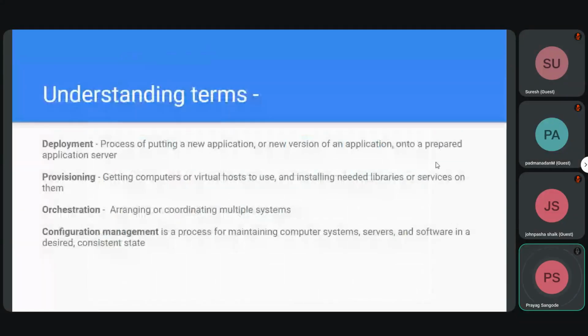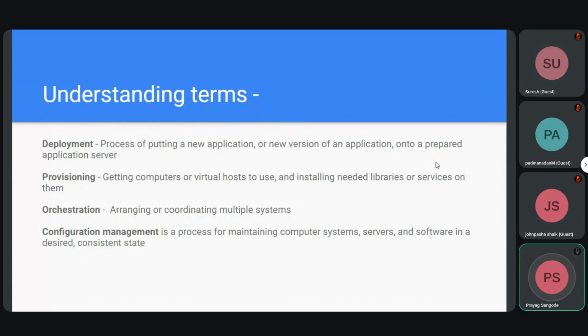Whenever we deploy a new application or a new version, it is called deployment. And provisioning is creating something for the first time. Orchestration is arranging or coordinating the system, and configuration management is installing something on the system or configuring the system after it is provisioned.